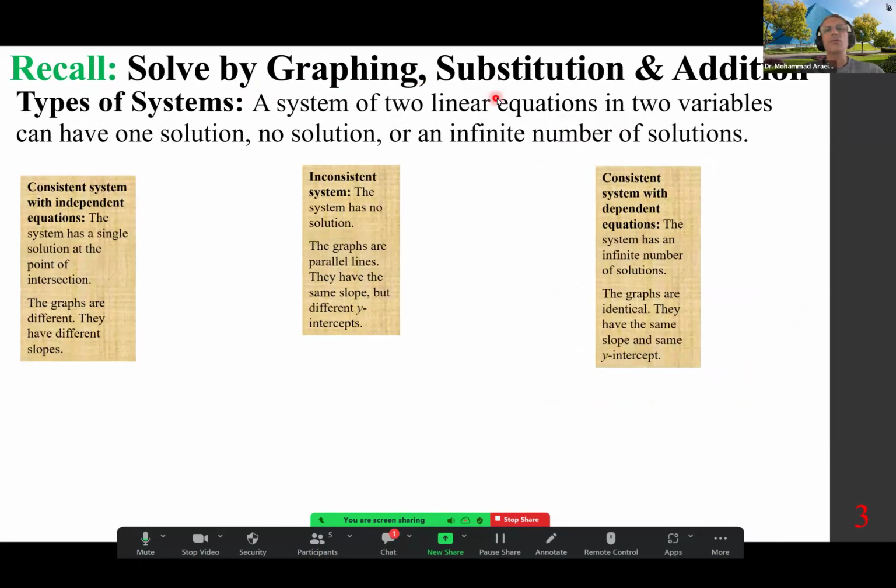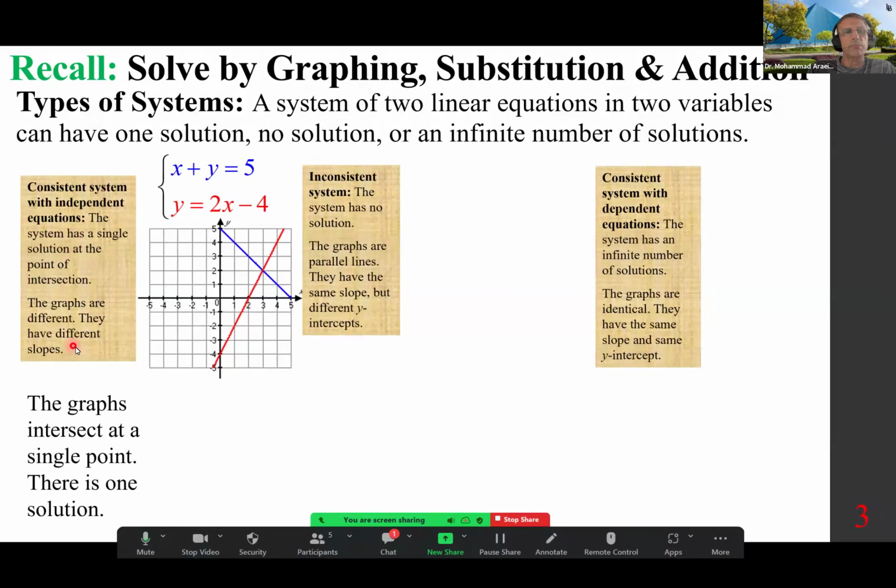Recall, we were solving systems by graphing, substitution, addition, and other methodologies. A system of two linear equations in two variables can have one solution, no solution, or an infinite number of solutions. A consistent system with independent equations has a single solution at the point of intersection. The graphs are different; they have different slopes.